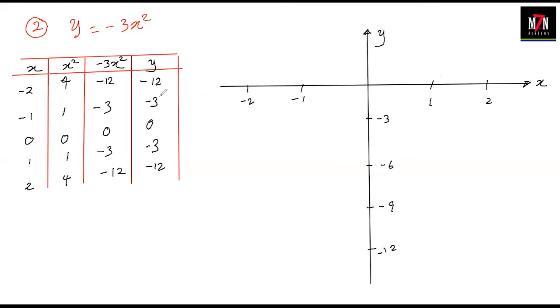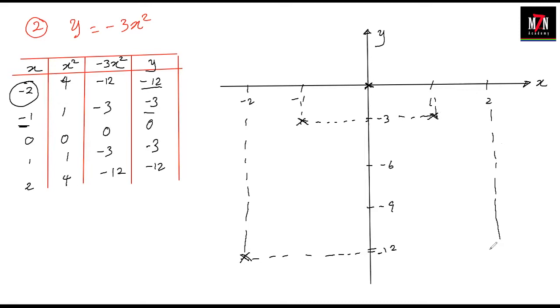Right, so let's mark the coordinates. When x equals minus 2, y equals minus 12. So you can go to here and mark minus 12, and here minus 1 to minus 3. When x equals minus 1, y equals minus 3. This is that point. When x equals 0, y equals 0, and when x equals plus 1, y equals minus 3, x equals plus 2, y equals minus 12. Now you just have to join the points.